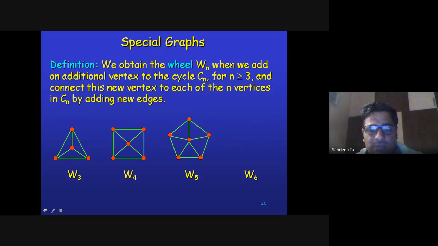So we obtain a wheel when we add an additional vertex to the cycle, okay, and connect this new vertex to every other vertex in CN by adding a new edge. Then it will be called a wheel. It will be different from a complete graph. Complete graph नहीं है, ये ध्यान रखना.